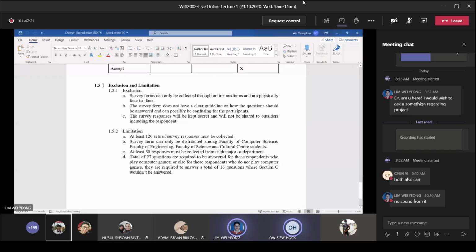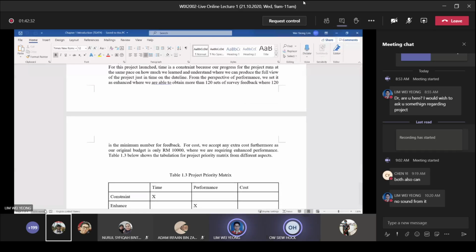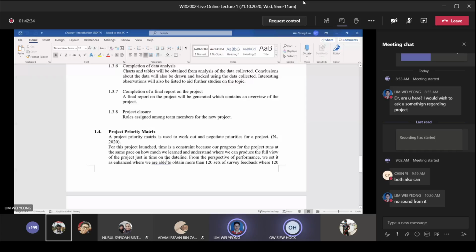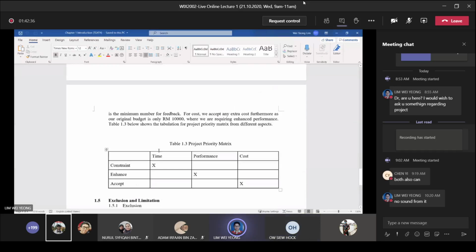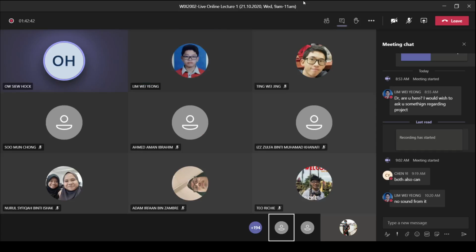So I have one more subchapter, which is exclusion and limitation. Is this okay? It's okay. You can include this. Yes. It should be before the project priority matrix, right? Yes. After the deliverables, it should be the limits and exclusions. Okay. Any more?